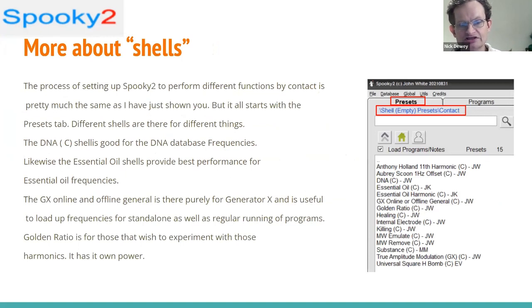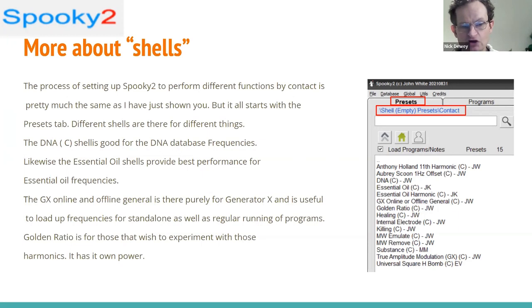The process of setting up Spooky2 to perform different functions by Contact is the same as I've already shown. But it all starts with the presets tab, and that's why the presets tab is so important. Different shells are for different things. DNA is for the DNA database frequencies. Essential oils are best for essential oil frequencies.